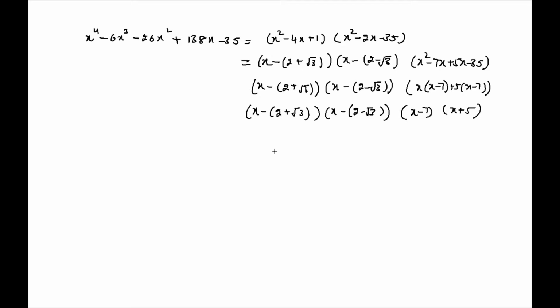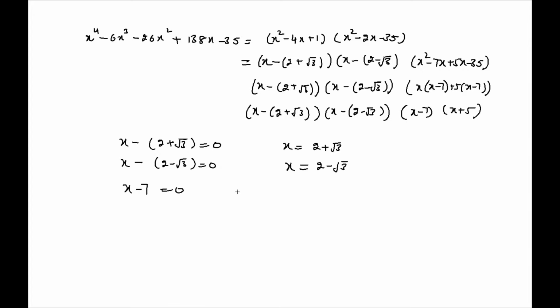In order to find the zeros, write first x − 2 + √3 is 0. So x is equal to 2 − √3. Second, x − 2 − √3 is equal to 0. So you will have x is equal to 2 + √3. x − 7 is 0, you will have x is equal to 7. x + 5 is 0, you will have x is equal to −5. So already we have two zeros. The required zeros are 7 and −5.